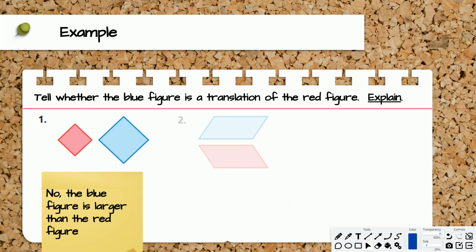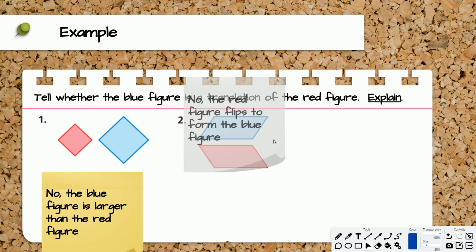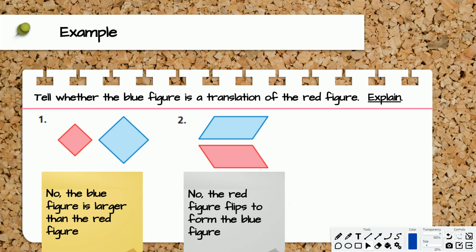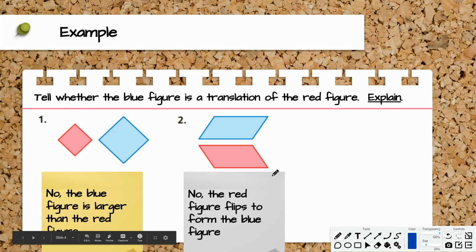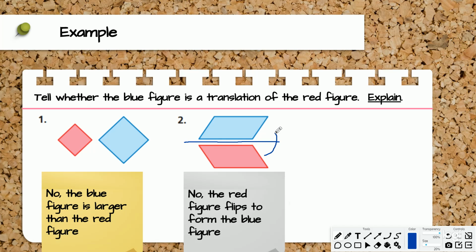The next example is this one. And if you look, if we were to slide this red figure right up to where the blue figure is, you would notice that it is no longer in the same orientation as it was before. So this one is also not a translation. The red figure flips to form the blue one. So for this one, you can imagine a line going across here, and this red figure is flipping over that line. So that one is not a translation.